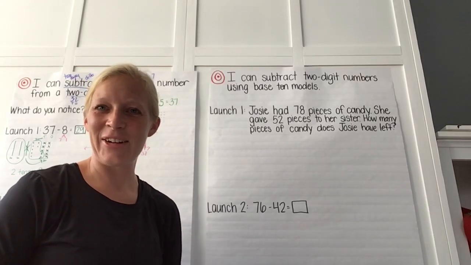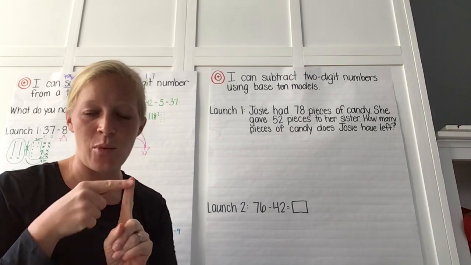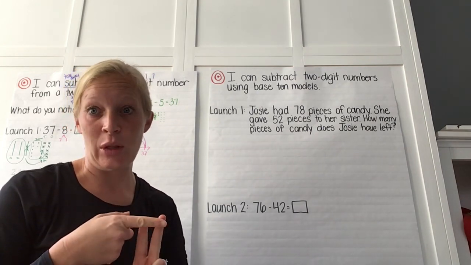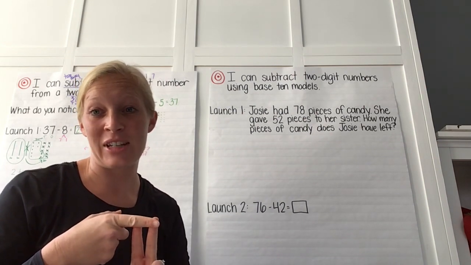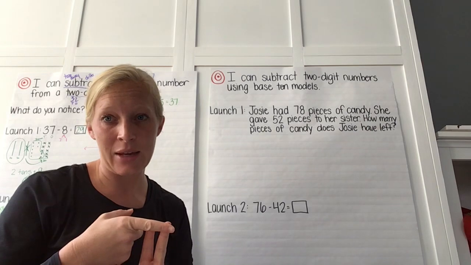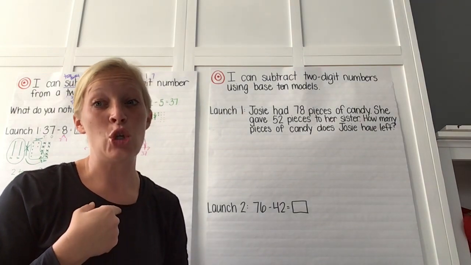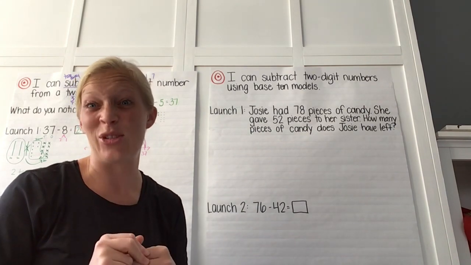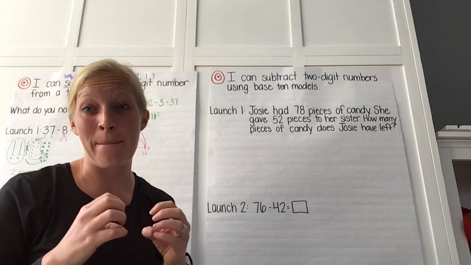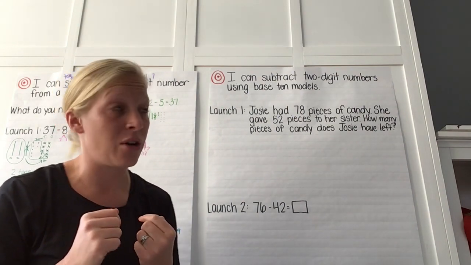Hello again, second grade. We've been doing some awesome subtracting, starting off with taking away groups of 10, then having to do a little bit of regrouping with taking our ones away from a two-digit number. And today we are going to dive in deep with taking away a two-digit number from a two-digit number. But we are going to focus on using our base 10 models. So let's take a peek at our learning target, and then we're going to jump right in and get started.